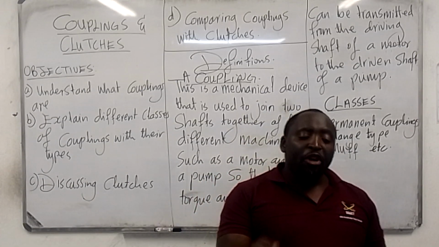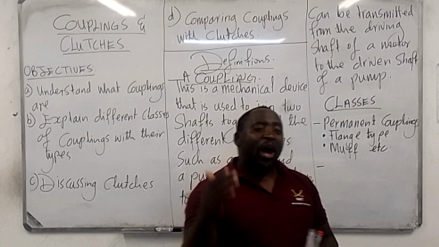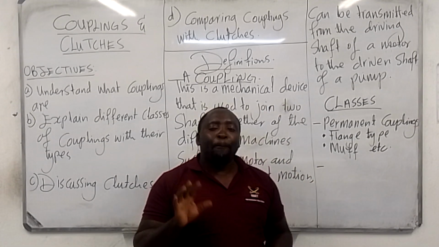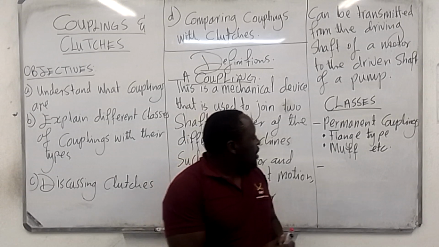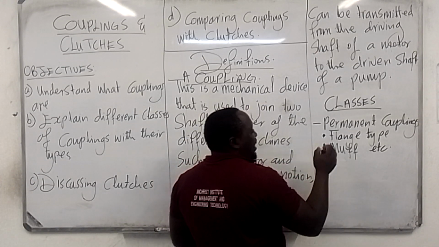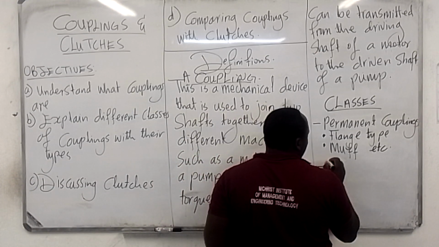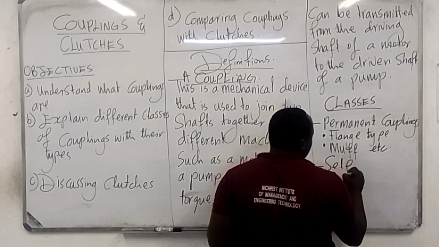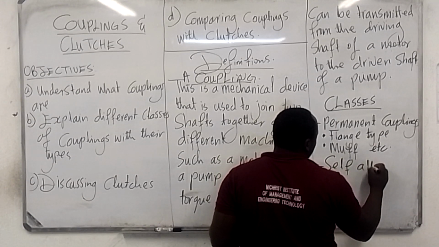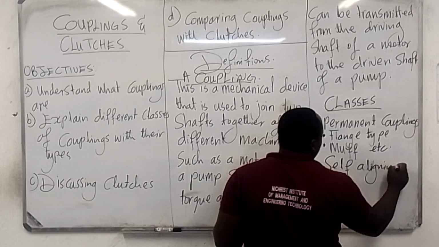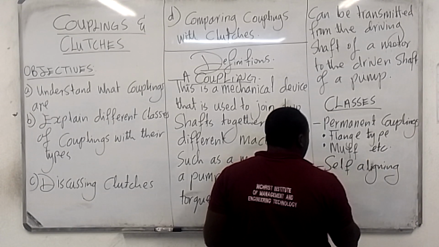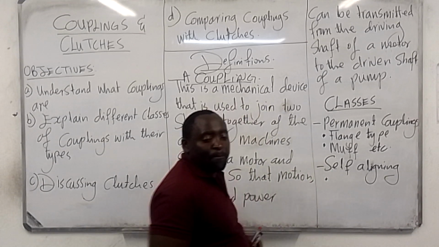Yes. So I have more notes in the book, whatever I'm explaining you have. So these are permanent couplings. Pay attention. Okay? Then the other type we have, the other class we have is what? Self-aligning. What are the examples of self-aligning couplings?